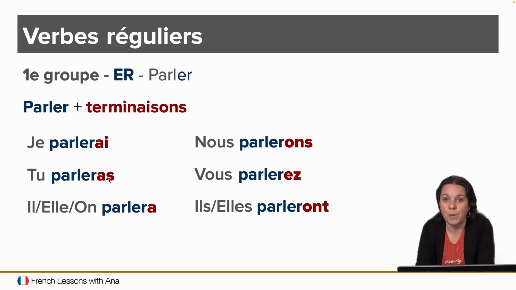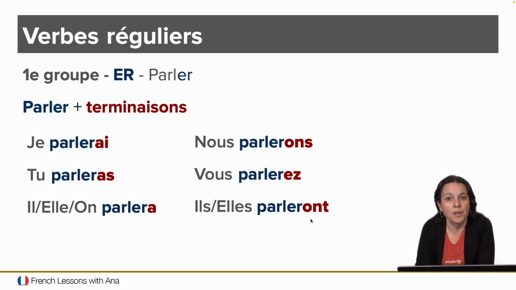Now, tu parleras. You will speak. Il parlera. He will speak. It's the ra there. Elle parlera. She will speak. On parlera. We will speak. Then, nous parlerons. Parler is still there. We just add the ons. Nous parlerons. We will speak. Vous parlerez. You plural or the formal polite form. You will speak. And then il, masculine form, elle, feminine form. That means they, as it's the plural form.